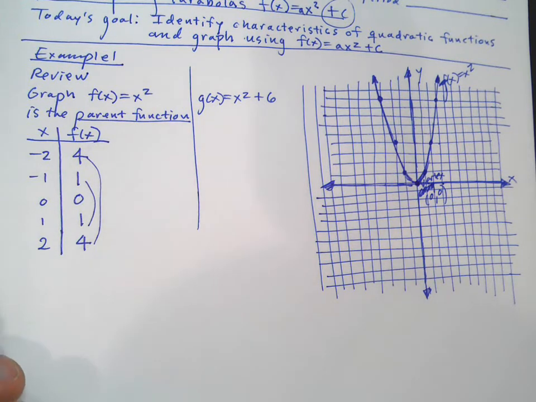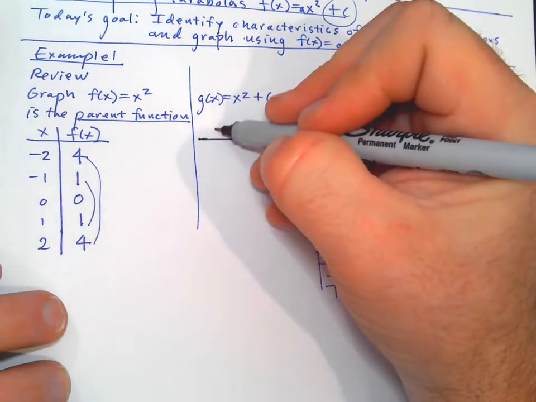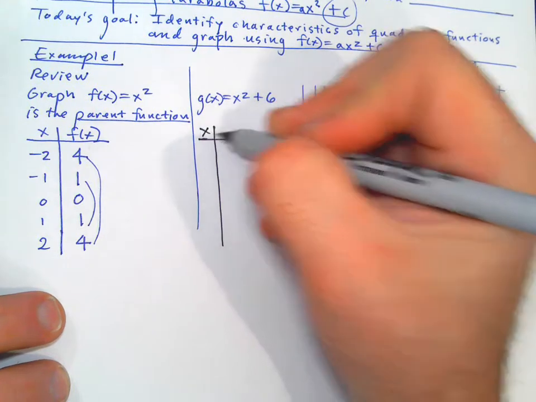So let's do this one. And we can make a function table. I'll show you how we can maybe get away without it.